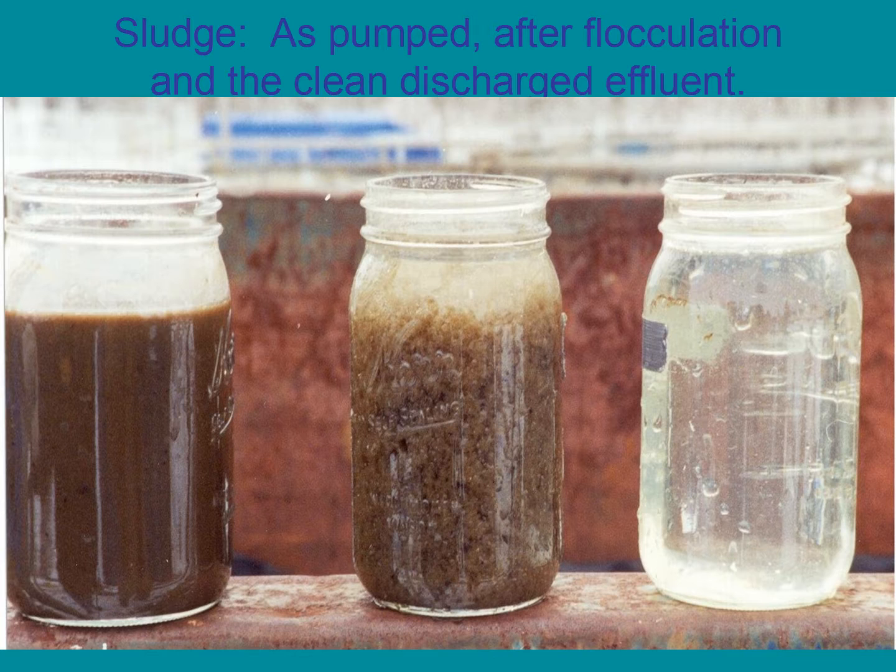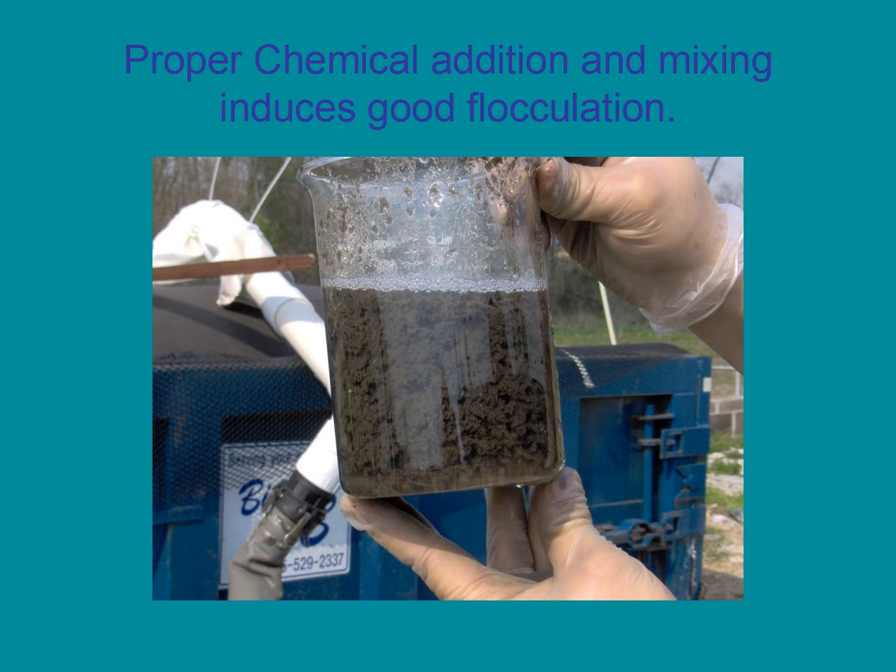Here we see on the left the sludge as it is pumped from a digester. In the center jar, a flock is formed and the water and the solids are properly separated. And on the right, the effluent that will flow from the bag in a well-designed system. Proper chemical mixing and injecting will produce a well-formed and tight flock that will give you excellent results with the geotextile dewatering process.